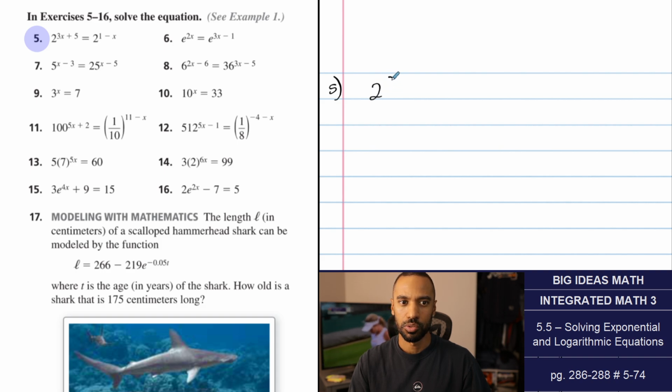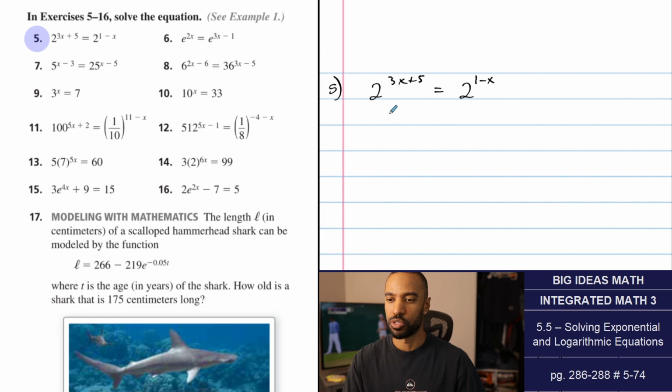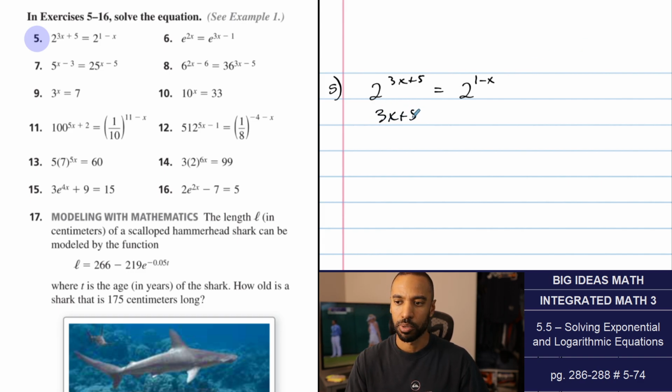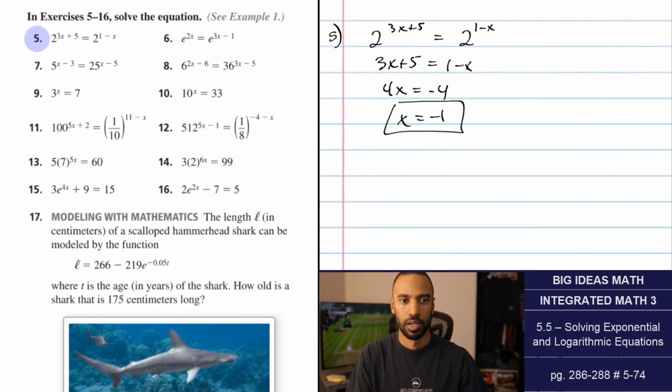Right now we have 2 to the 3x plus 5 equals 2 to the 1 minus x. Because these bases match, we can set the exponents equal to each other. This will be 3x plus 5 equals 1 minus x. Add x to both sides, subtract 5 from both sides, divide both sides by 4. X equals -1. So it's all about matching bases, and if they already match, then you're good to go to set them equal to each other.